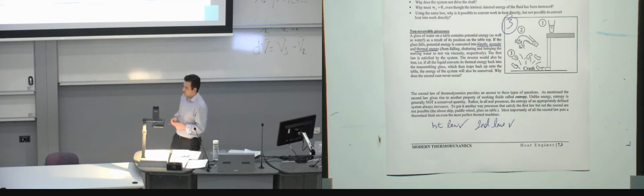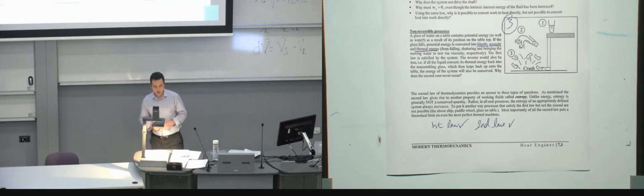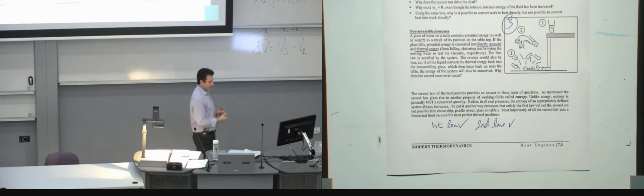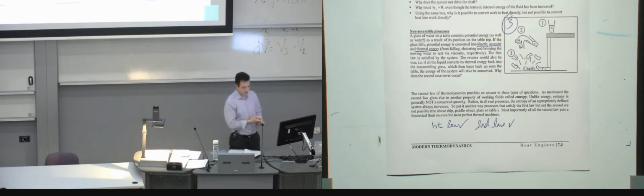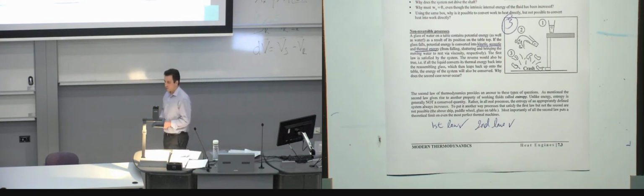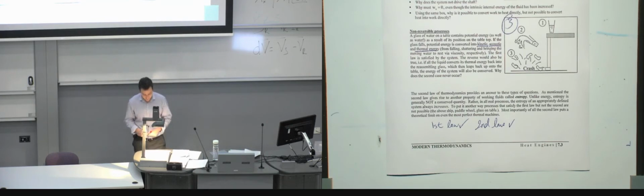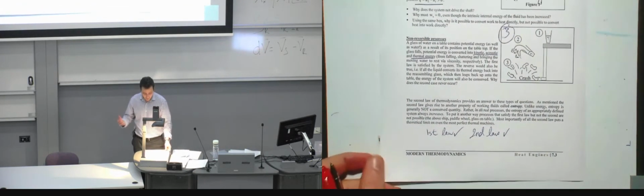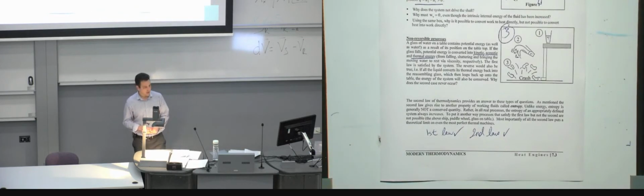In other cases, what the second law does is put some limits, some caveats, on the first law. So it has two roles. Either it has to be met, which means the process is going to be possible, or it will put some limits on the first law to make the process physical in the real world. And it does that by introducing the concept of entropy, as we'll see later on.